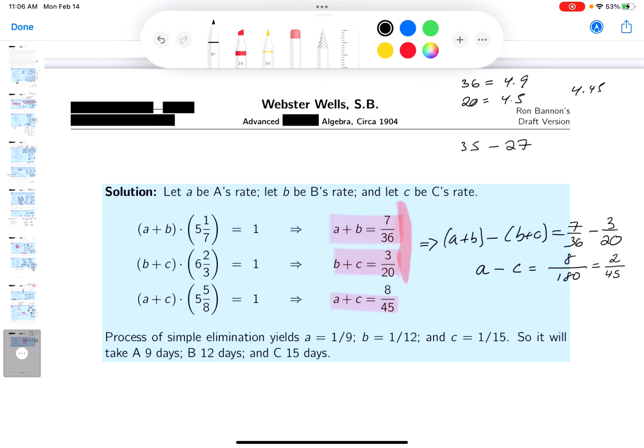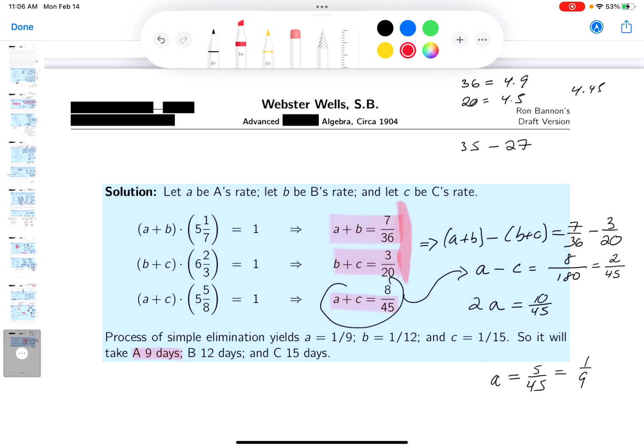And then I take this equation here and add it onto that. And what would that give you? That would give you 2a, the c would disappear, and you would get 10 over 45. And a, I'm going to divide both sides by 2 now, would be 5 over 45. Well, that's going to be 1/9. So what does that mean? A can do the job in 9 days. I want to point out where that's written for you. Right over here. A takes 9 days.